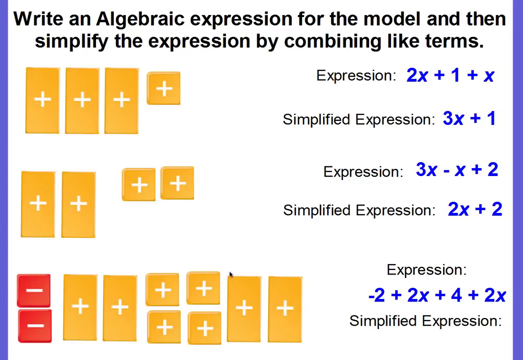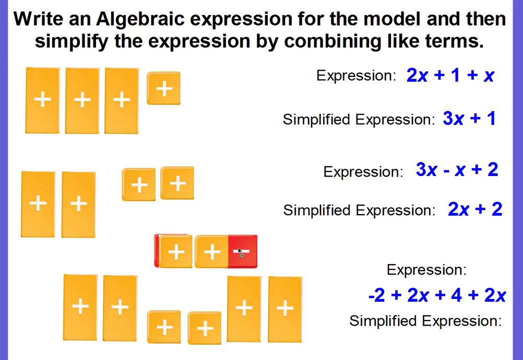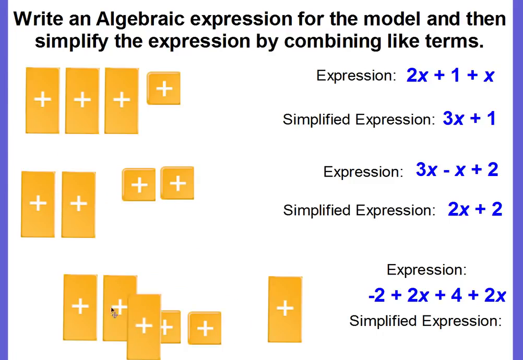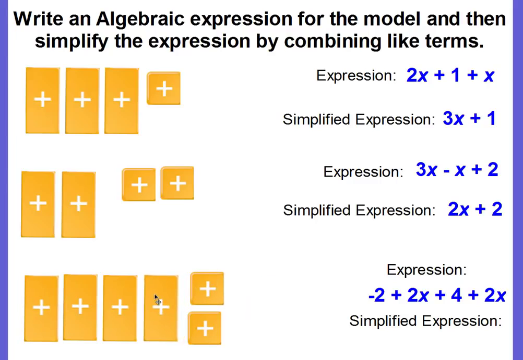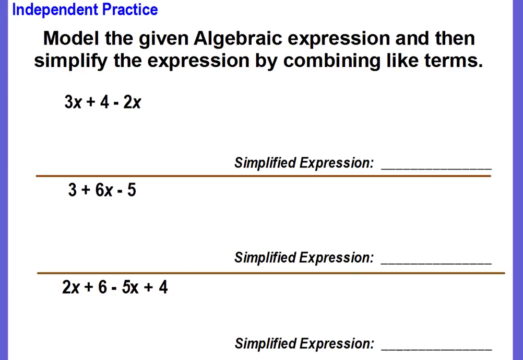And again, we can combine all the like terms. We want to simplify it. So I have a negative and a positive. I have another negative and a positive. And we know that these cancel each other out. They make a zero pair, so we can pull them out. Then if I put all my x tiles together, all my units together, what do I have? I have 4 positive x tiles and 2 positive unit tiles. 4x plus 2. Okay, and now you're ready for your independent practice.